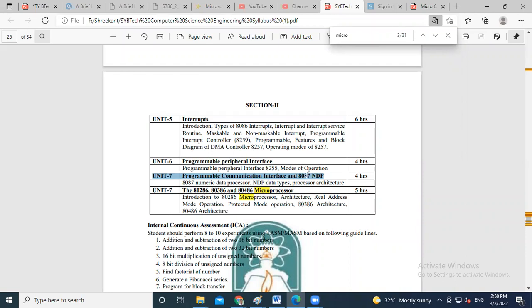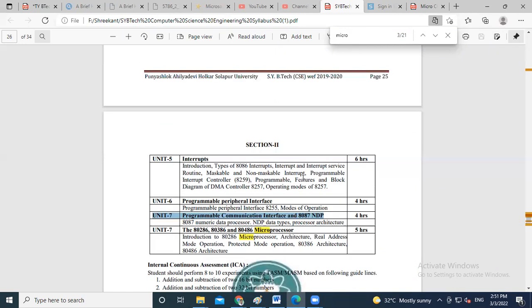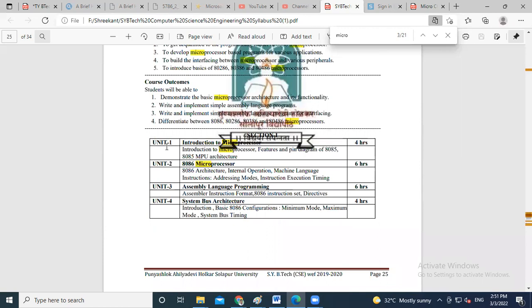We are going to study how to interface 8087 with 8086. But first, I have to refresh you from the beginning in 5 minutes. In the first unit, we studied the 8085 microprocessor architecture, features, and pin diagram. In the second unit, we studied 8086 architecture, internal operation, machine language, all the addressing modes, and instruction execution timing. The first unit is 8085 and the second unit is 8086.